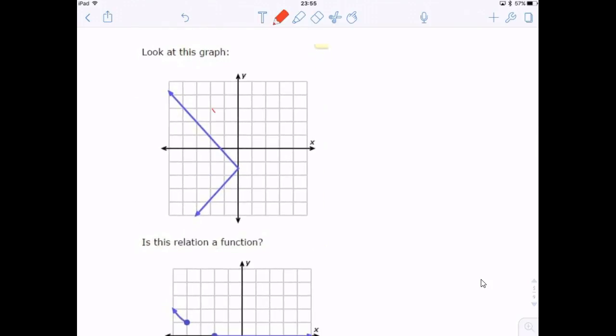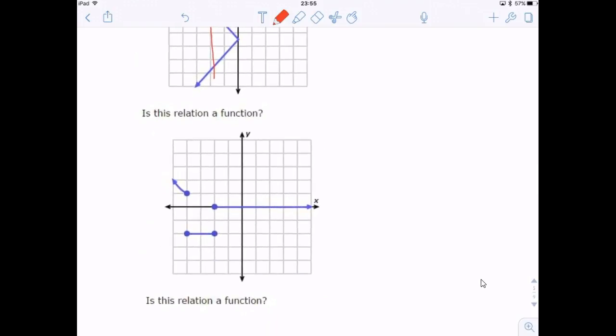What about this graph? If I do the vertical line test on this, I cut it in two places. So no, not a function. What about this? This looks like it might be a function, but if you have a solid dot here, that's just like the solid dots we encountered on the number lines we did. If you draw a vertical line through those two solid dots, are you crossing the function in two different places? Yes, you are. So it's not a function.